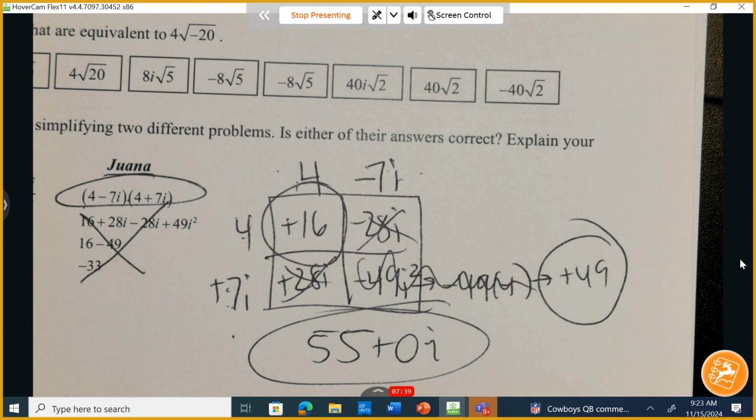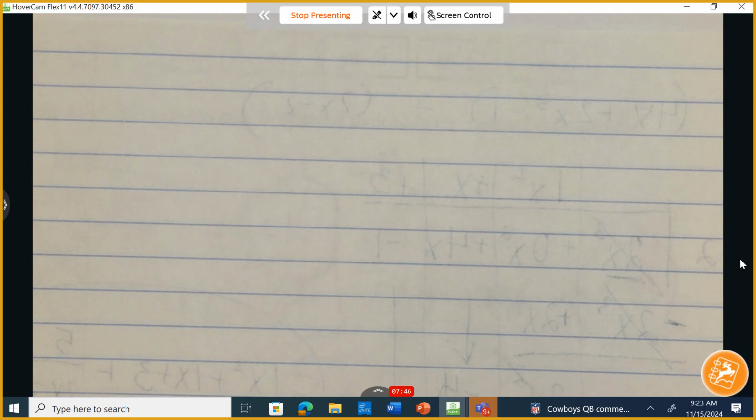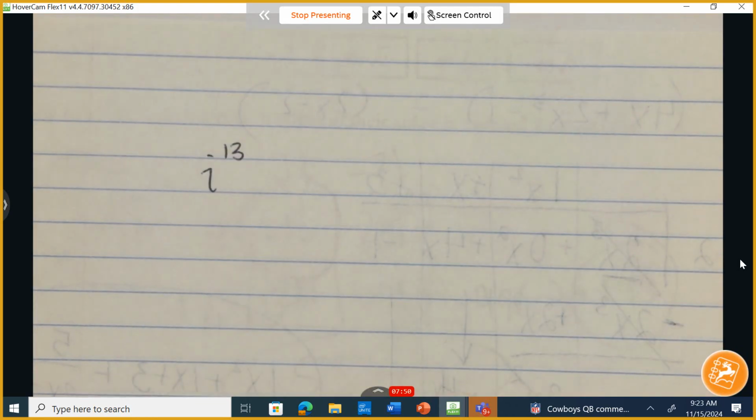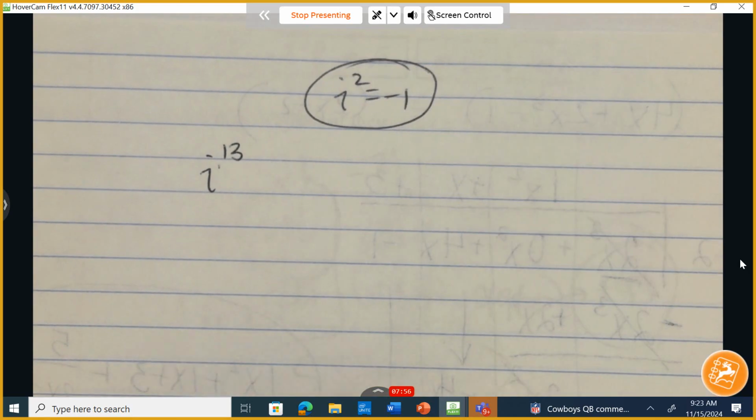Let's test your abilities with i's. Let me take out a blank piece of paper. Let's see how well you remember i's. Let's start with i to the 13. i to the 13, no calculator involved. How can we do this? Remember that i squared is equal to -1. That's what you need to remember.